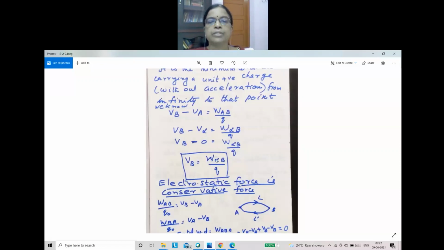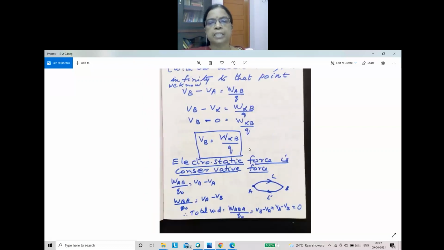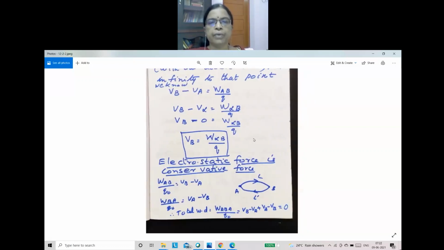Work done to take a unit positive charge from infinity to that point will be stored as the potential of that charge. You can understand. Potential energy means W infinity B. W infinity B by Q will give potential at B. So you must know the difference between them.